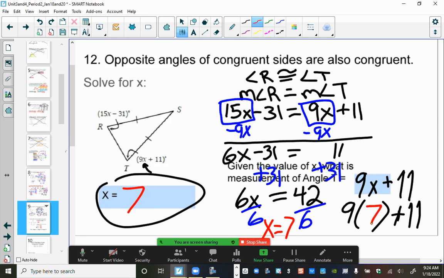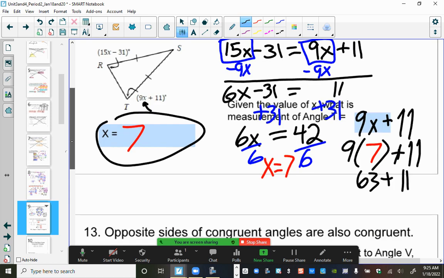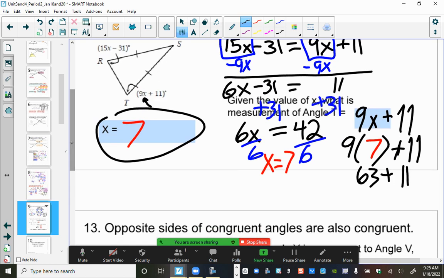Once you get x equals 7, plug it in. Then we get an angle measure for angle T. Anybody get an angle measure for angle T? 74. 9 times 7 is 63, plus 11 is 74. So angle T is going to be 74 degrees. Okay, questions on that problem?